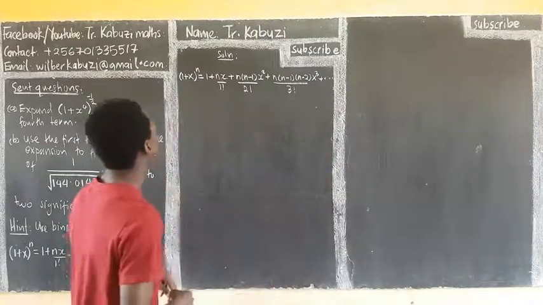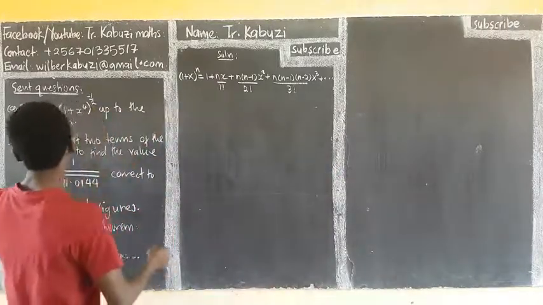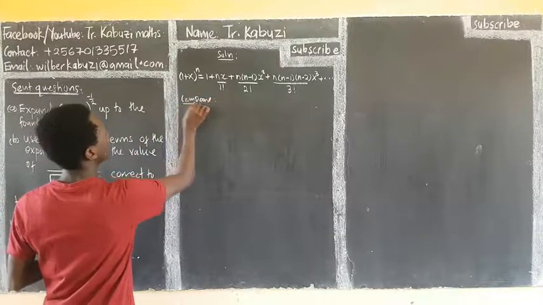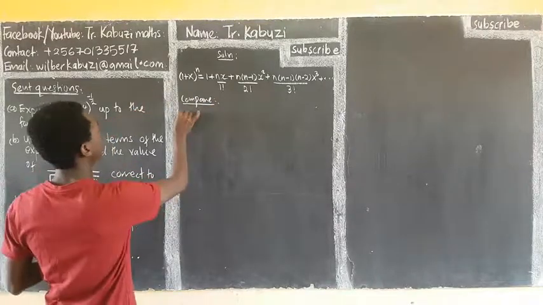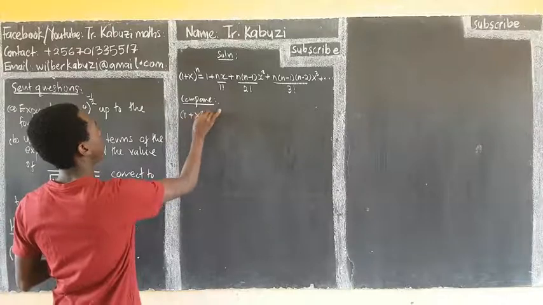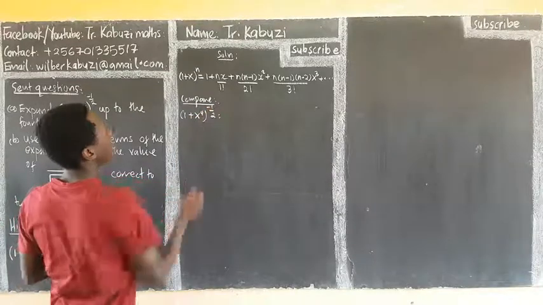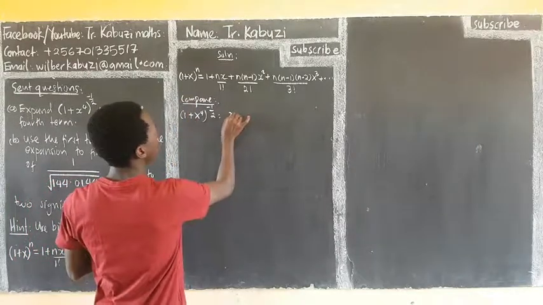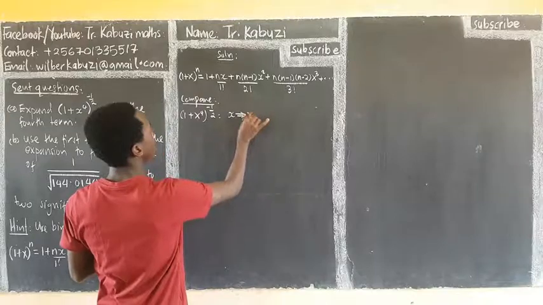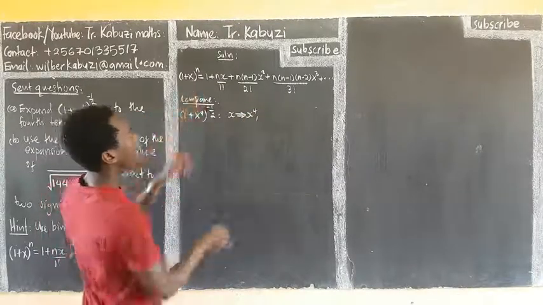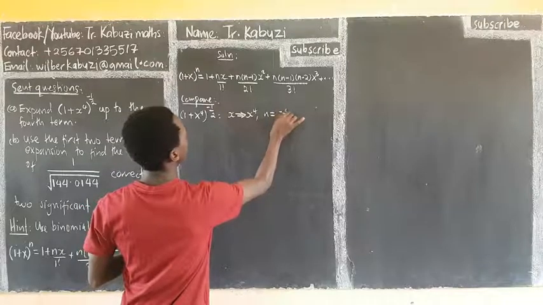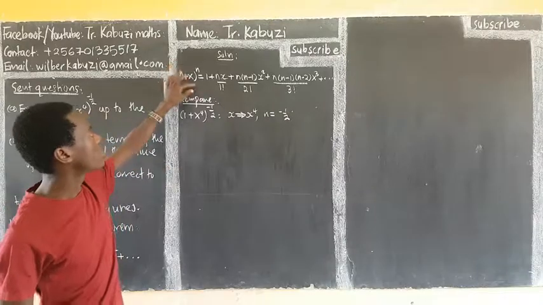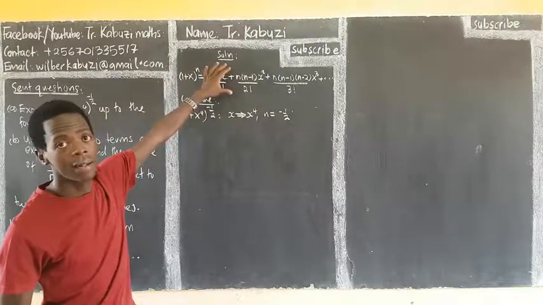So now I'm going to compare this with the original one. The one I have is (1 + x^4)^(-1/2). If we compare, you see this is 1, and this is the x, which means our x is going to be represented by x^4. Then our n is going to be negative a half. So after we know our n, we just substitute it into this formula.